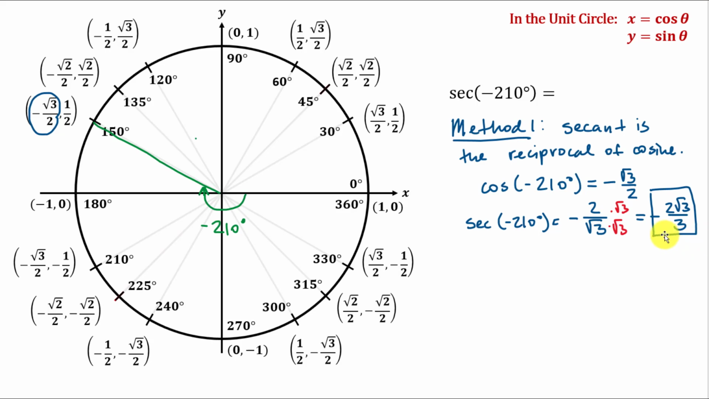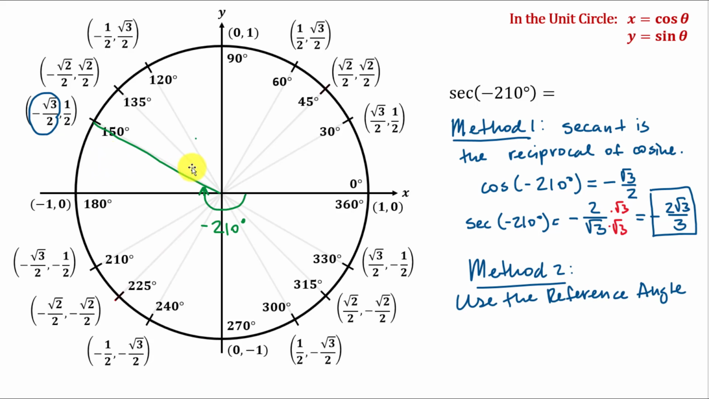But there's also one additional method. And the second method will allow us to avoid this kind of calculations and the chance of making a mistake, maybe, when we perform this kind of arithmetic. So for the second method, we're going to use the reference angle.